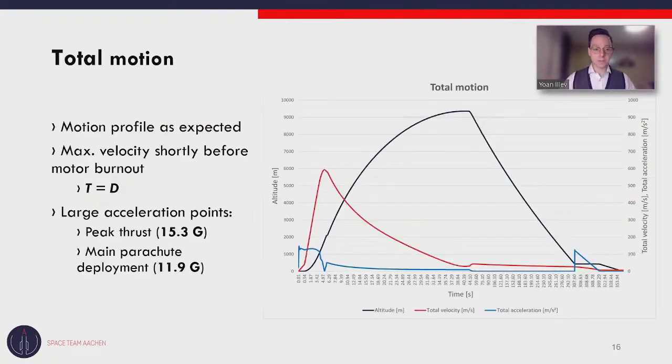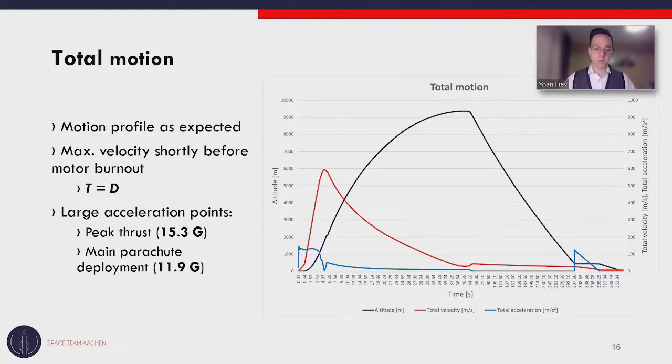We go on to the next slide. And the first topic is the total motion. So the total motion profile is just as expected, as you can see on the graphic. The light blue curve is the acceleration of the rocket. So that's the acceleration magnitude.